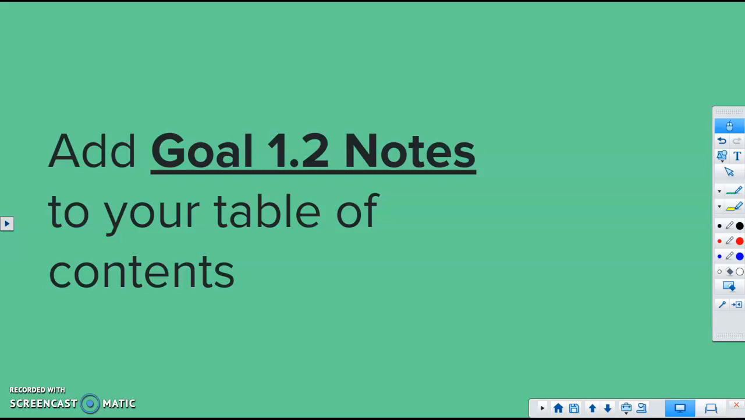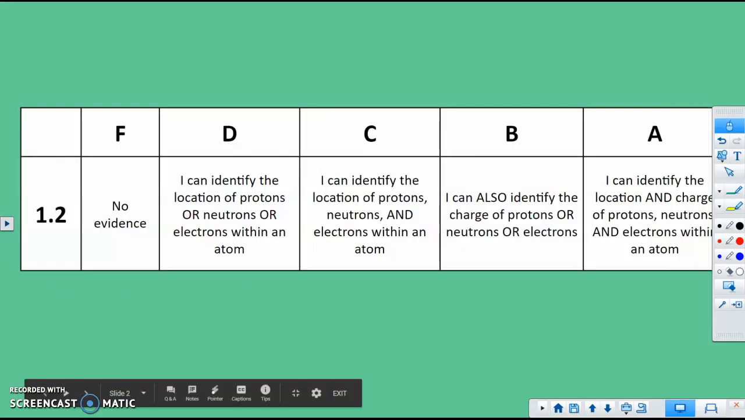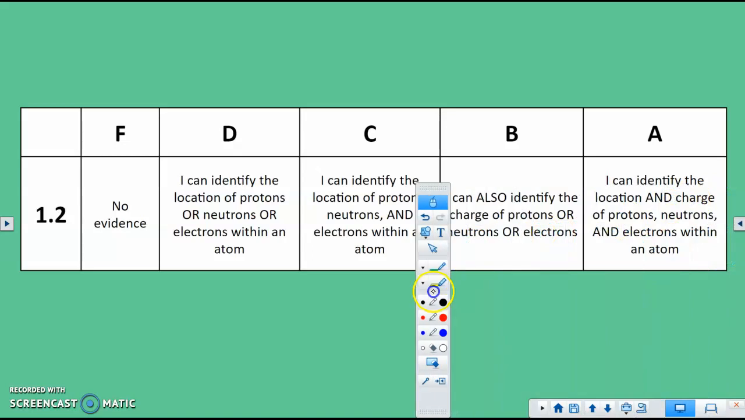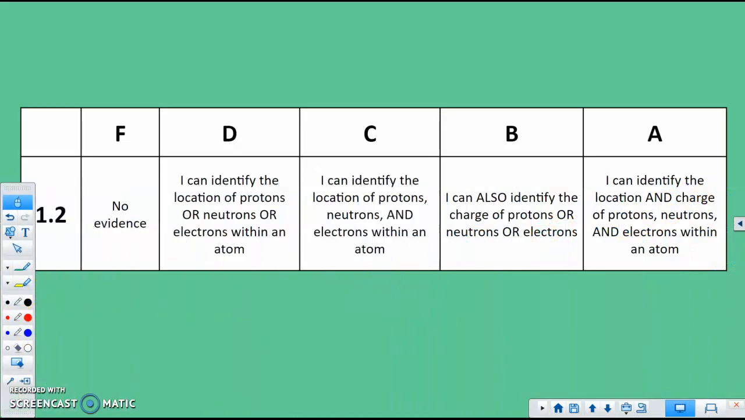If you think back to Goal 1.1, we were learning about synthetic materials versus natural resources and their impact on society. In Goal 1.2, we're going to really dive more into the idea of stuff and what it is made from. So here's our learning goal and what we want to accomplish here. If you read that A column there, that's what we're shooting for. I can identify the location and charge of protons, neutrons, and electrons within an atom.